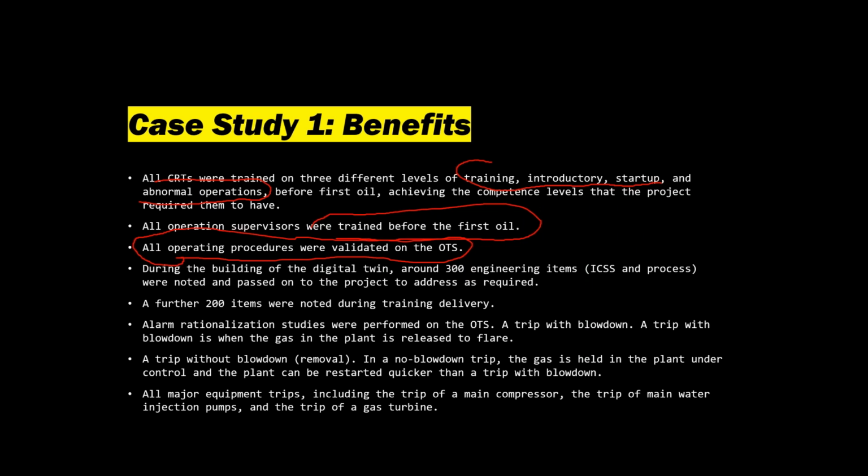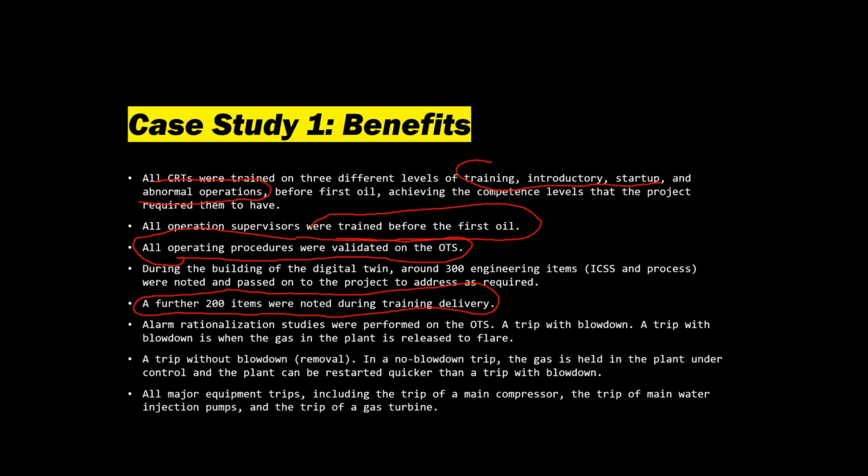And then during the building of the digital twin, around 300 engineering items, so they have sub items inside of the ICSS under the process, were noted and documented to the project. And then a further 200 items were noted during the training delivery. Because as you proceed with the construction of the real plant, you are going to modify your OTS, modify your digital twin. And then alarm rationalization studies were performed at the OTS.